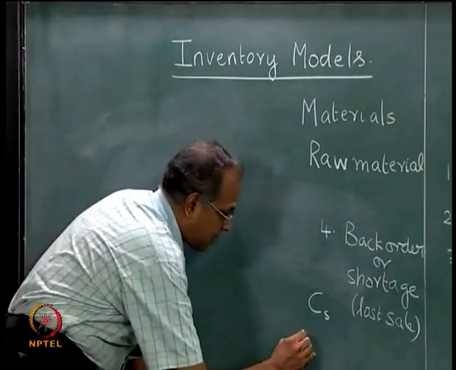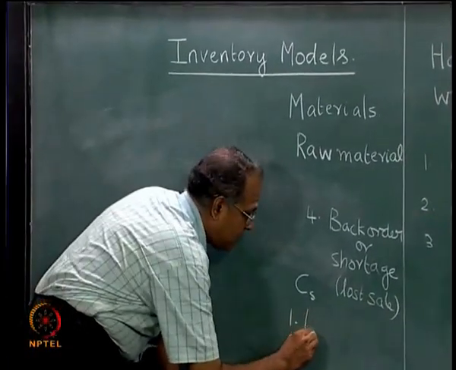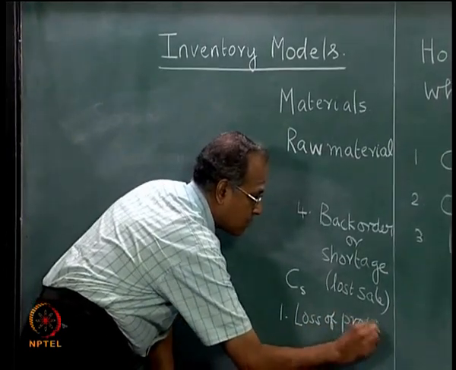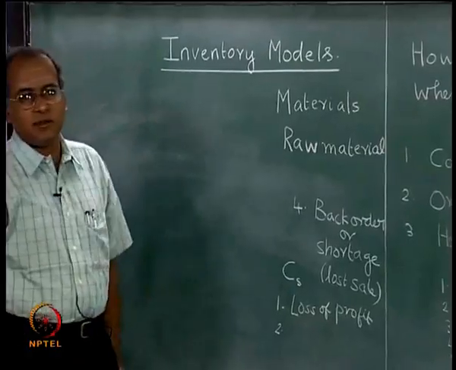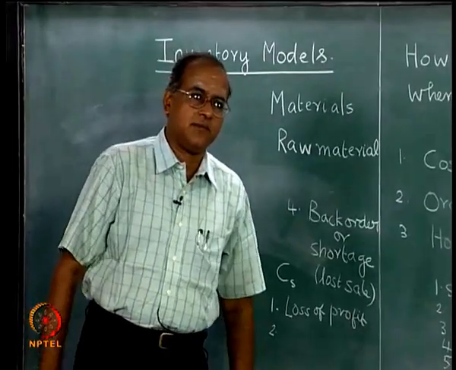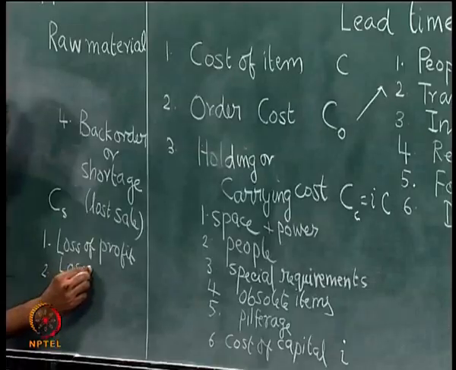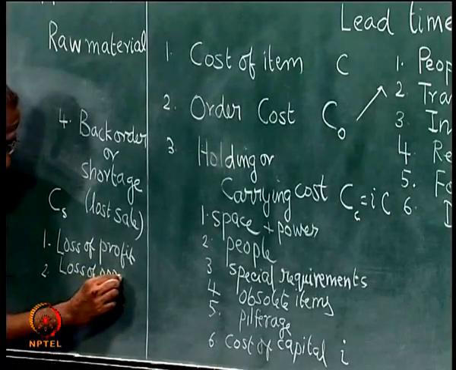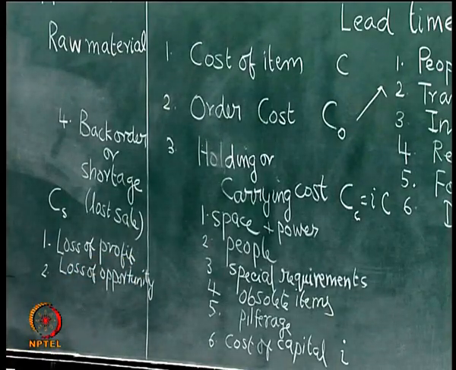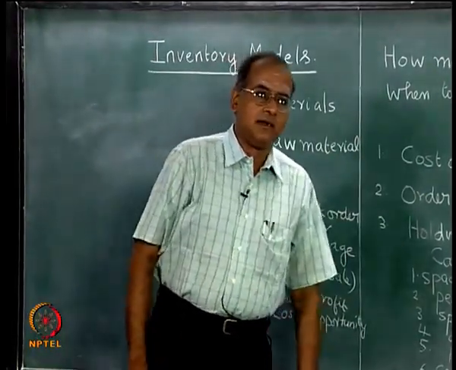The first component, particularly if it is a lost sale, is the loss of profit associated with the sale, because the sale is not complete for want of material. So there is a loss of profit associated with that. One could even go to the extent of adding something like loss of opportunity. For example, through this sale I might get further business which is lost because I have not met that deadline or due date.